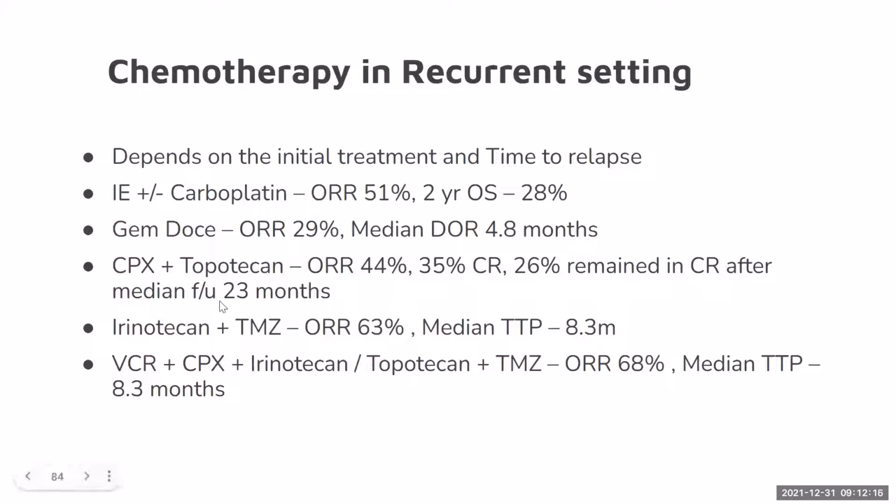So it is not being used in the upfront setting, but it can be used in the relapse setting. A recur trial is being done in the relapse setting, where these 4 regimens are compared, and gemcitabine-docetaxel and irinotecan-temozolomide have been dropped from further continuation, and cyclophosphamide-topotecan is being considered further because of the lower efficacy of these 2 regimens compared to cyclophosphamide and topotecan.